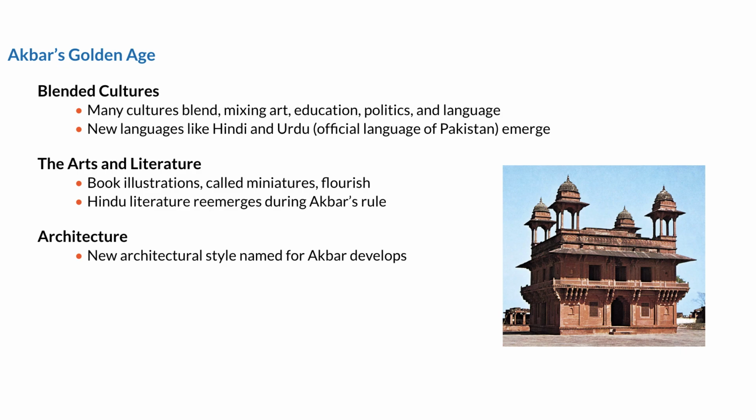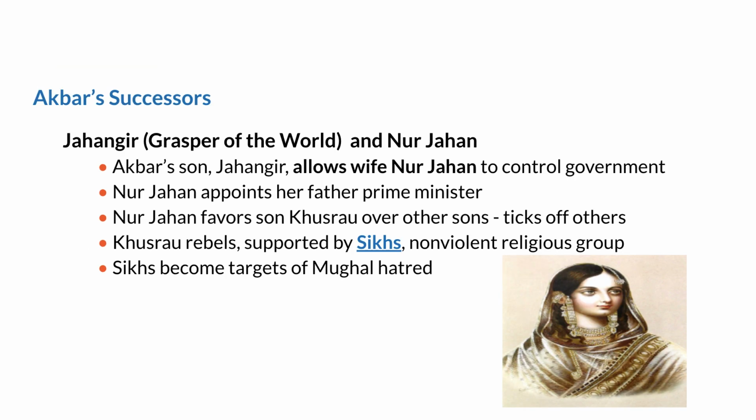New architecture styles, so no longer are we just living in mud huts. We're starting to build buildings that really look cool. So history really starts to shift during Akbar's golden age of time. That's why it's called the golden age. Everything starts to change and look better. It's not just about survival. It's about survival with coolness as an emphasis. And I think that's probably a good place for us to stop today.